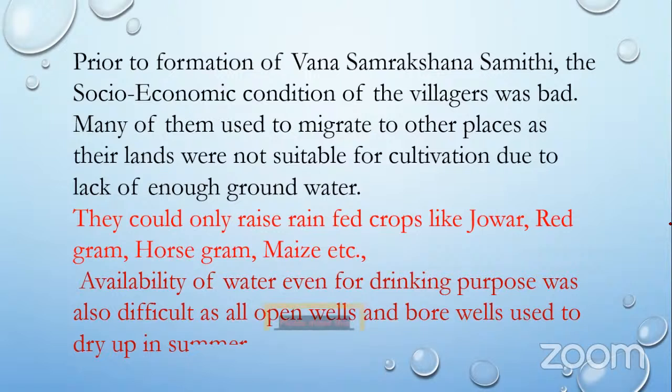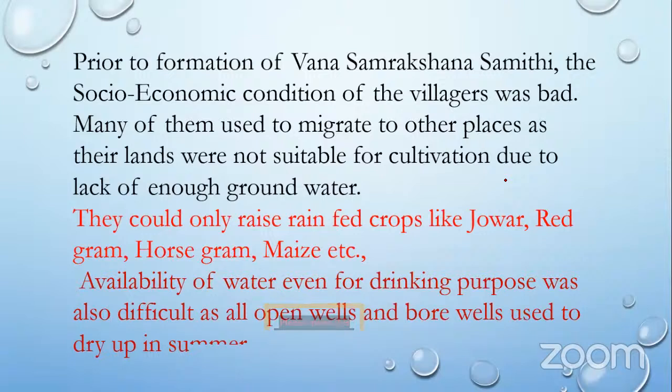When this Vana Samrakshana Samithi was not formed, the nearby villages in this forest were there, no? In those villages, the condition of the people was very bad. The socio-economic condition of the villages was bad. Many of them used to migrate to other places as their lands were not suitable for cultivation. Migration means they would leave their places and go somewhere else and live.